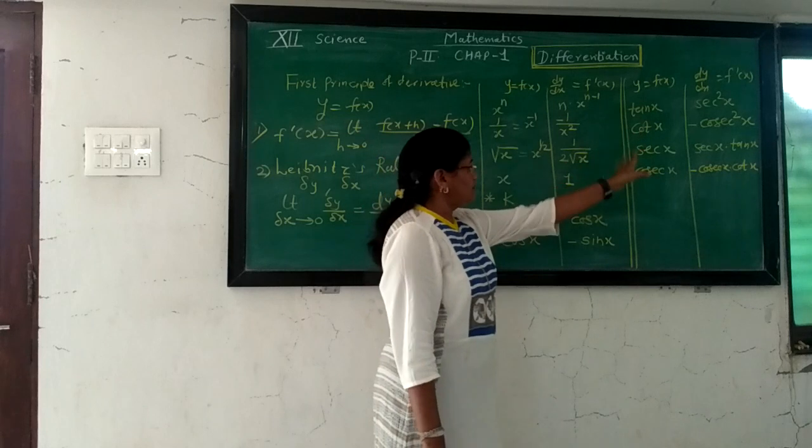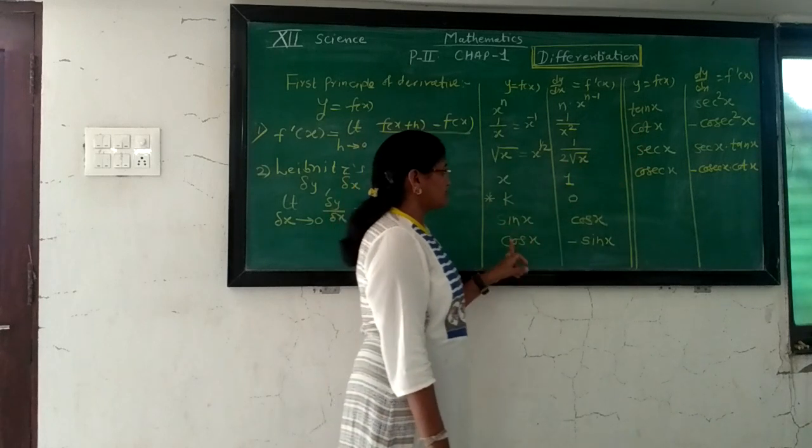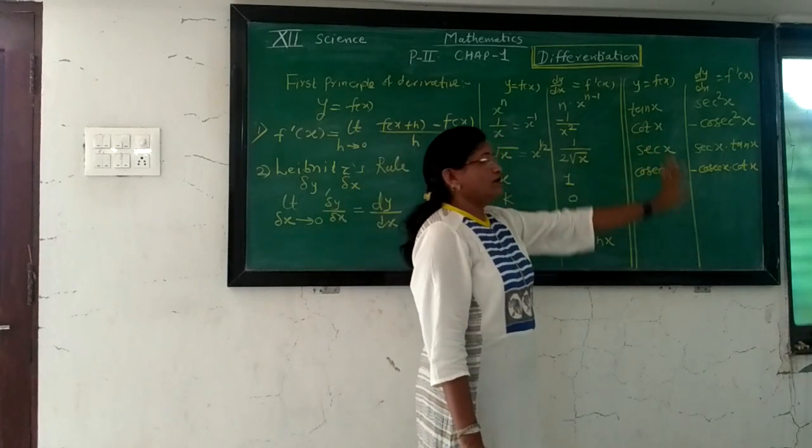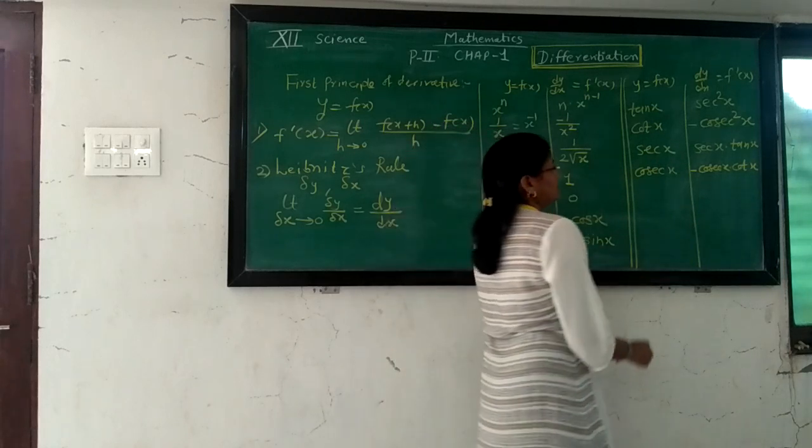Remember that for the 6 trigonometric functions, the C series is cos x, cot x and cosec x. All these 3 terms have negative derivatives.